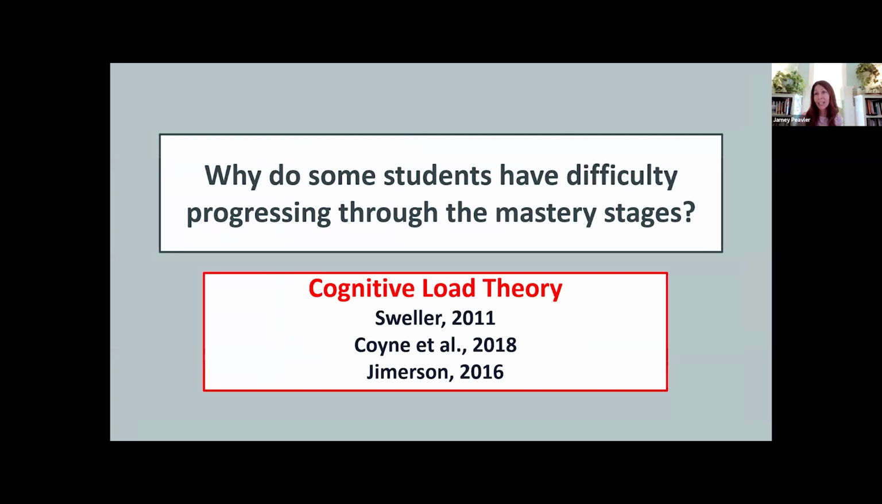So that takes us to another important topic, which is cognitive load. So again, as we consider how to help students who might be stuck in one stage make it to the next, we have to really consider what might be going on in their thinking and learning process that's preventing them from moving forward.